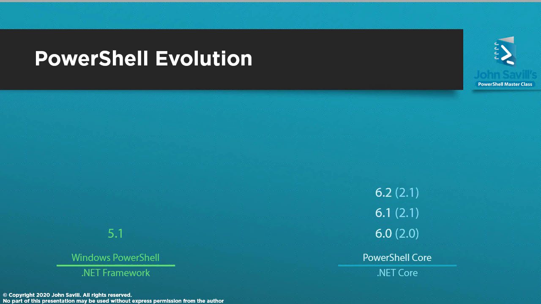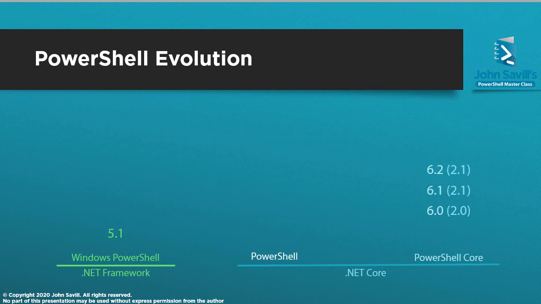That improved a lot of compatibility. And then we had 6.2, which was mainly about performance and bug releases. Notice that was called PowerShell Core. Now we have just PowerShell. With this, we now have PowerShell 7. This is built on .NET Core 3.1.